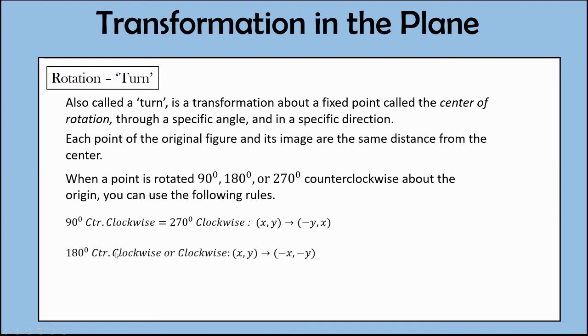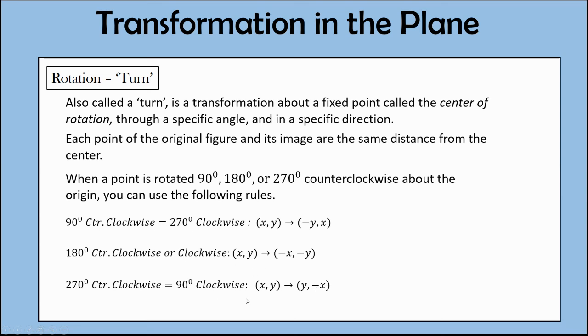Okay, 180 degrees doesn't matter if you go clockwise or counterclockwise, it's the same. You're going to take your 2 coordinates, leave them in the same order, but make them both their opposites. And then the 270 counterclockwise, which is the same as 90 clockwise, you follow this rule. So you interchange the X and Y and you make X its opposite.